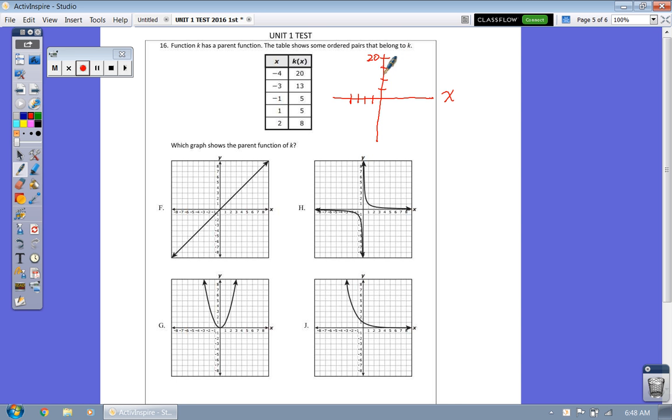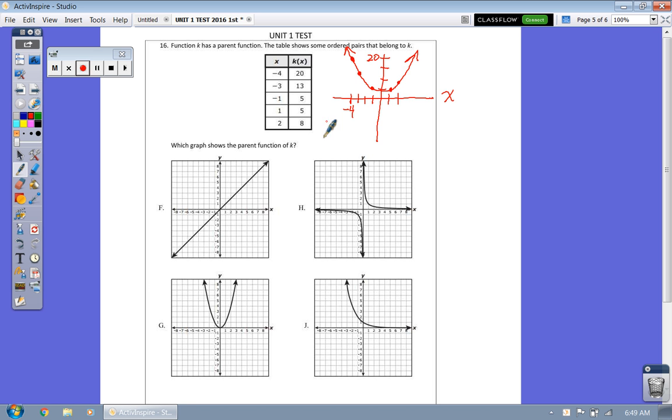I'm going to count by 5s there. So this is -4, 20. I'm going to put a point. This is -3, so -3, 13. Well, this is 15. This will be about 13. -1, 5. So I go -1 and up 5 because we're counting by 5s. 5, 10, 15, 20. This time we're going to go +1 and 5. And then we're going to go +2 and then up 8. Well, this is 5, 10. So 8 will be just a little bit less. And if I start to connect that, you will see the baby.